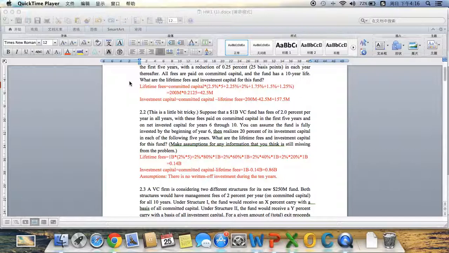Assuming there are no written off investments during the investment period, as shown on the screen, net invested capital can be calculated with 20% realized investment capital every year. With 2% fees applied to this net invested capital from year 6 to year 10, and committed capital of 1 billion, lifetime fees are 0.14 billion. Therefore, the investment capital is 1 billion minus lifetime fees of 0.14 billion, which gives us 0.86 billion.